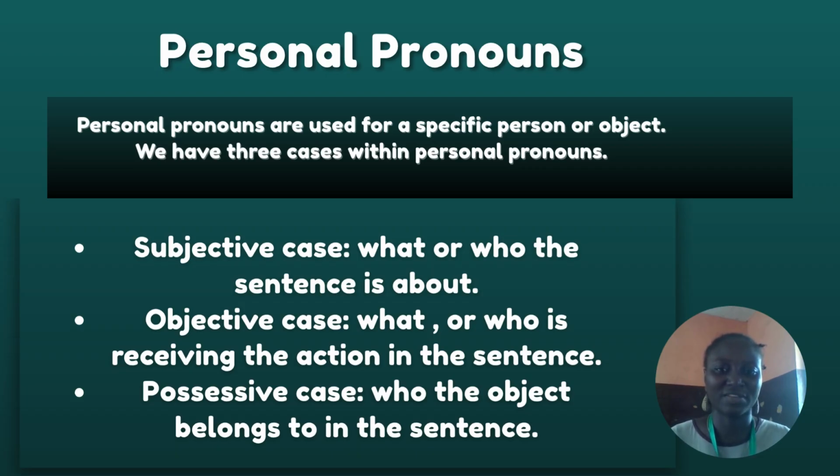So the subjective case is talking about what or who the sentence is about. The objective case is what or who is receiving the action in the sentence. And the possessive case is who the object belongs to in the sentence.